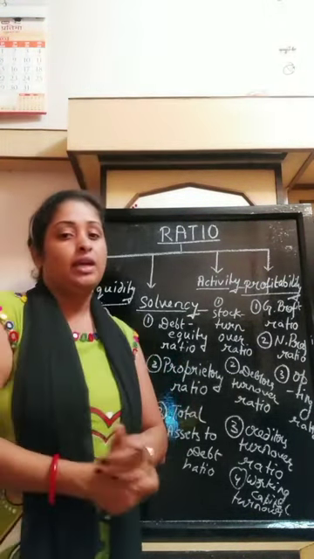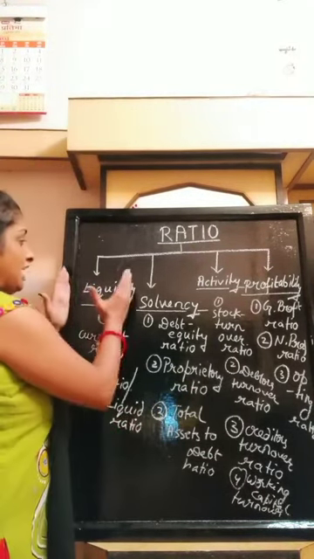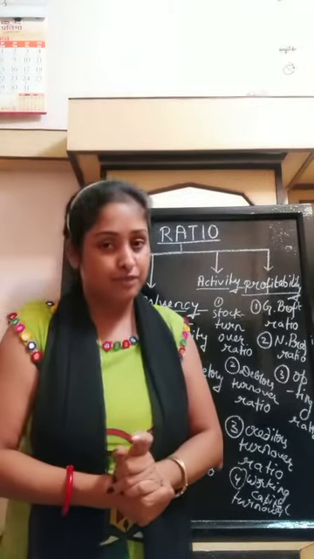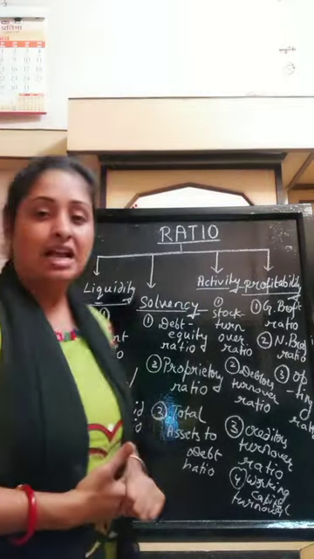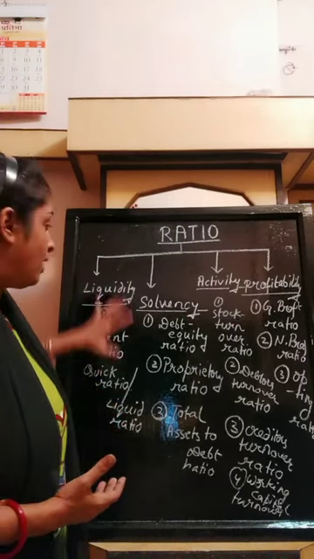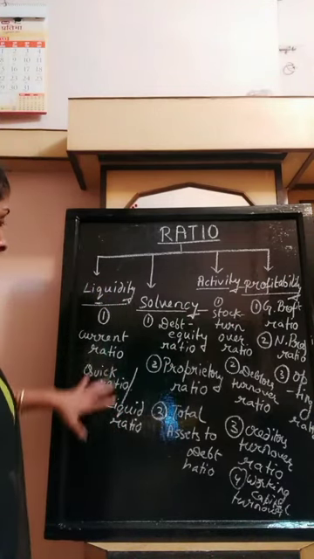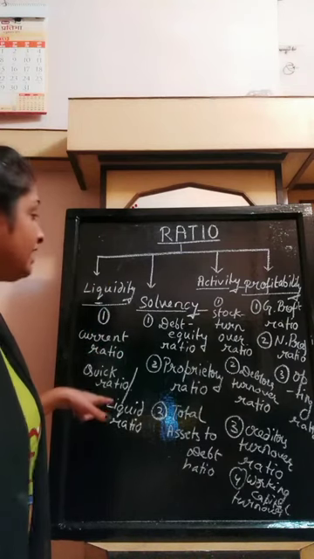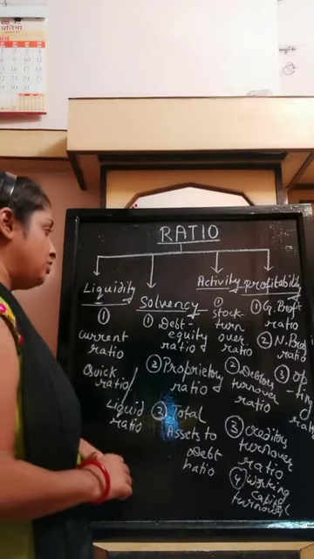Now in the next class I am going to explain each category. I'll start with the first category, that is liquidity ratio. Under liquidity ratio, current ratio and quick ratio are there. So my next class will be covering the first category, that is liquidity ratio.